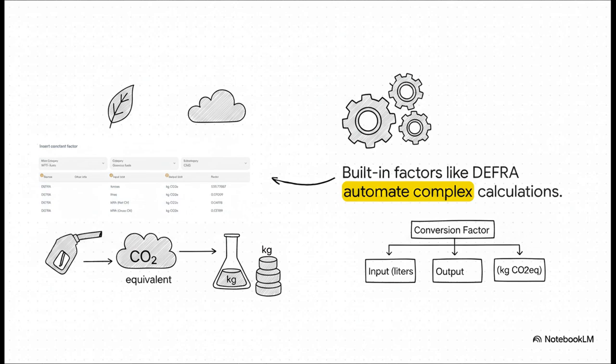And this is a brilliant example of how powerful that is. The system comes preloaded with standardized conversion factors, like the ones from DEFRA in the UK. This means it can perform really complex but logical calculations on its own, like converting liters of diesel fuel into its CO2 equivalent in kilograms. It's all about ensuring your data is accurate, consistent, and trustworthy.